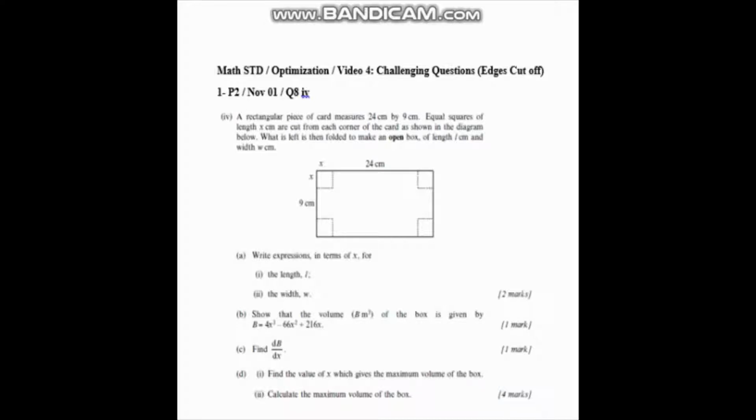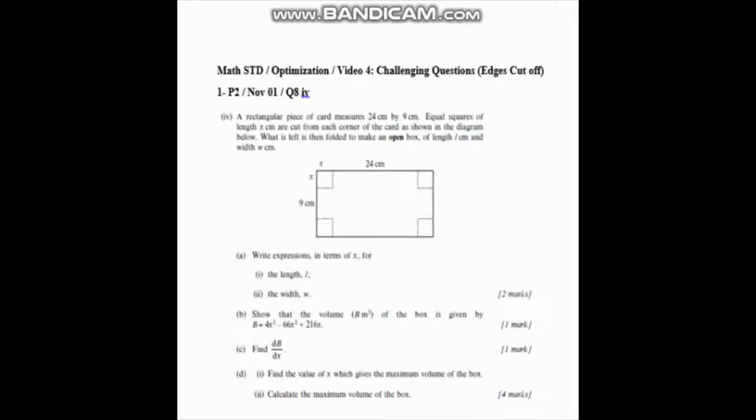So you are told a rectangular piece of card measures 24 centimeters by 9 centimeters. Equal squares of length x centimeters are cut from each corner of the card as shown in the diagram below. What is left is then folded to make an open box of length L centimeters and width W centimeters. Write expressions in terms of x for the length and the width.